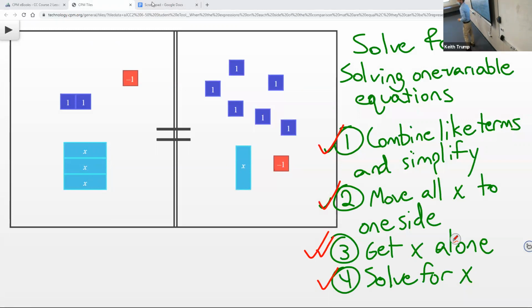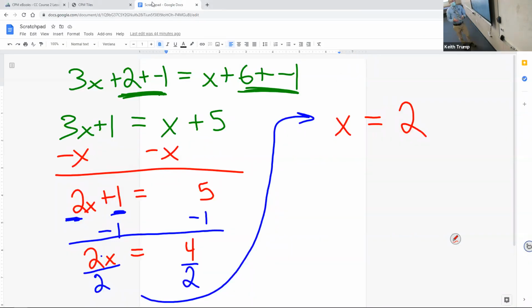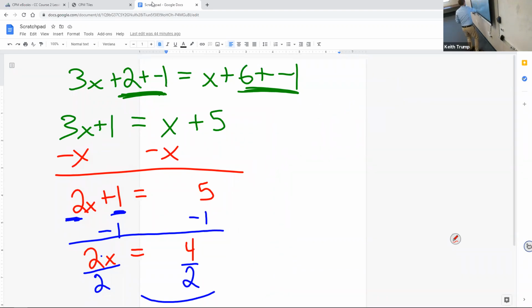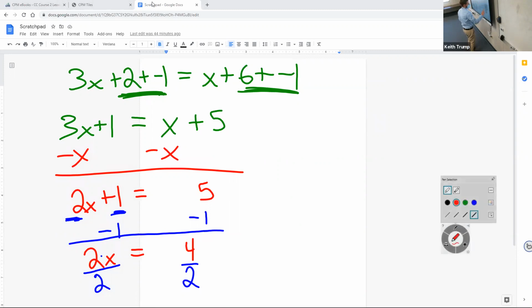X equals 2. There's one more thing I'm going to show you in this video, which is called the check step. Sometimes people make mistakes when they're solving for x, but there is a really cool way to check if you got the correct answer. And you can do this every single time to be extra safe and make sure that you really did solve for x, okay? And the way to do the check step is, I'm just going to write this over here, x equals 2. I'll write it small at the bottom right here. So x equals 2.